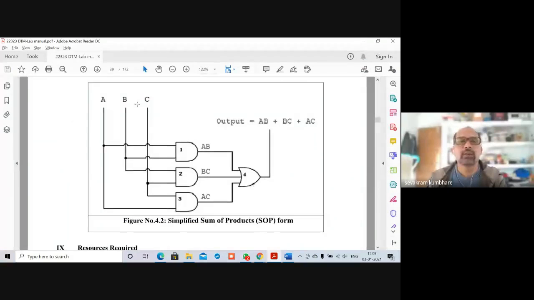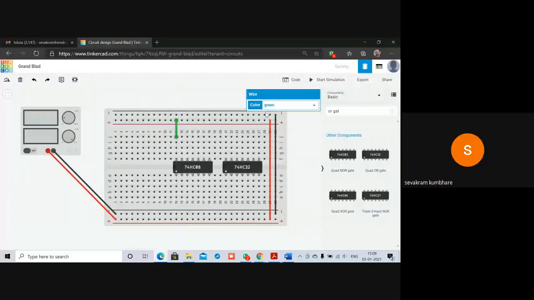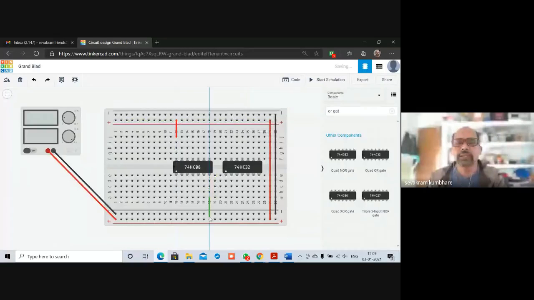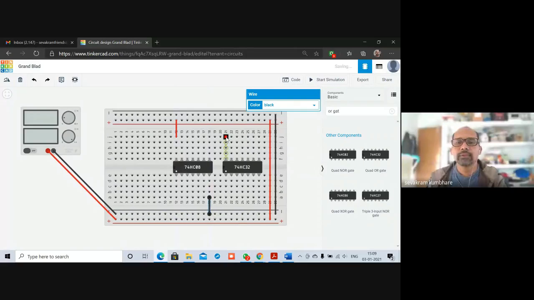Okay, now we need 3 inputs, A, B, and C. So first of all, we'll connect the power supply of this. Pin number 14 is connected to VCC. Pin number 7 is connected to ground. Is it correct? Then again, pin number 14 is connected to VCC and pin number 7 is connected to ground.